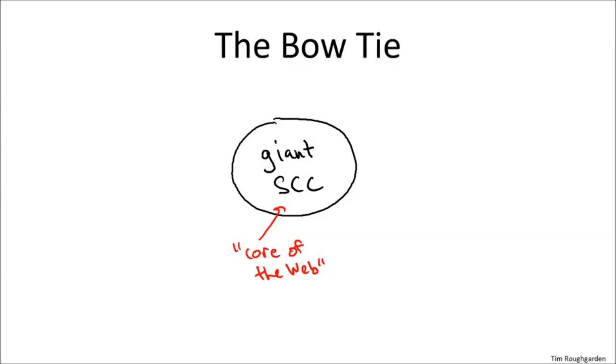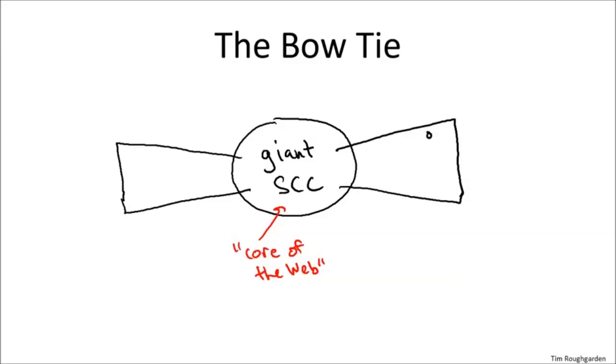So what else would there be in such a picture? Well, there's the other two ends of the bow tie, which are called the in and the out regions. In the out region, you have a bunch of strongly connected components, not giant SCCs. We've established there shouldn't be any other giant SCCs, but small SCCs, which you can reach from the giant strongly connected component, but from which you cannot go back to the giant strongly connected component.